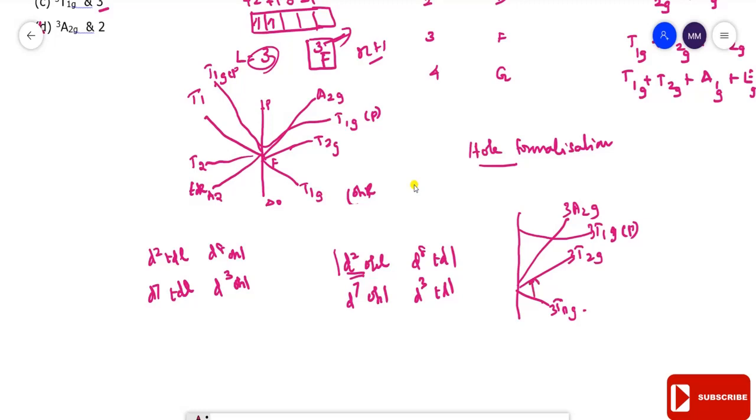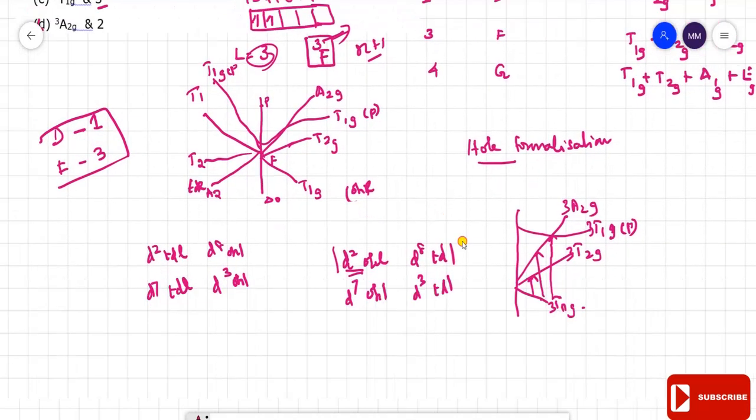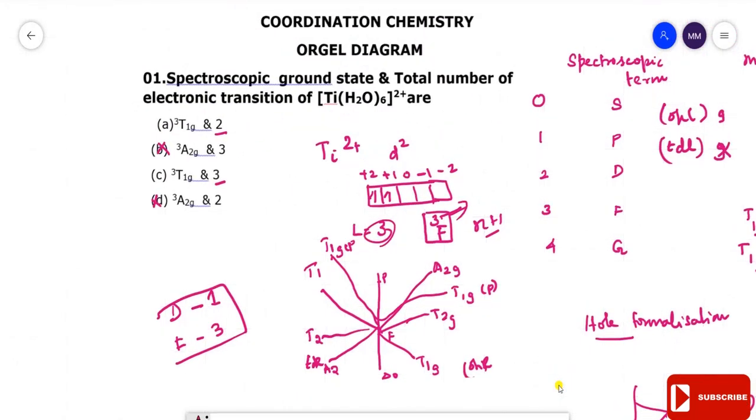So this is one transition, 1, 2, and this is your 3. So 3 transitions are there. So in simple, for D term, only 1 transition. For F term, there are 3 transitions. So it is a trick. Okay. Now your answer is C.